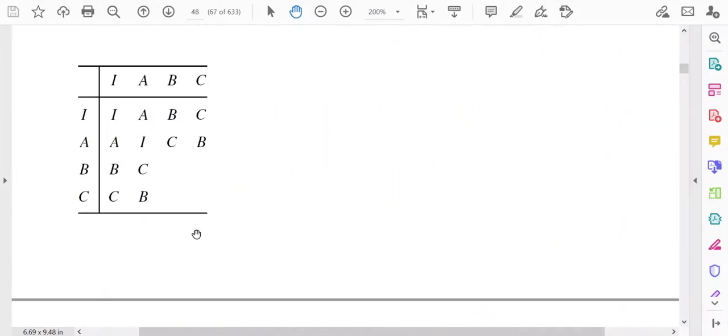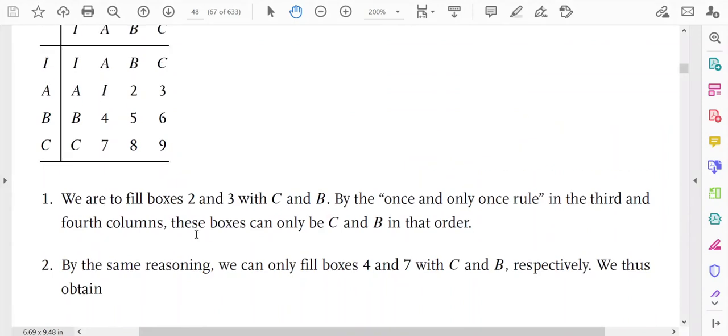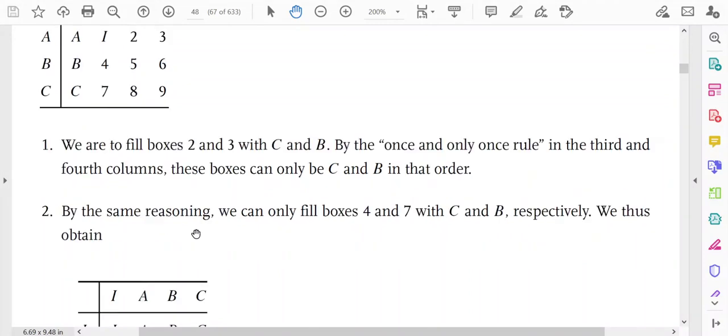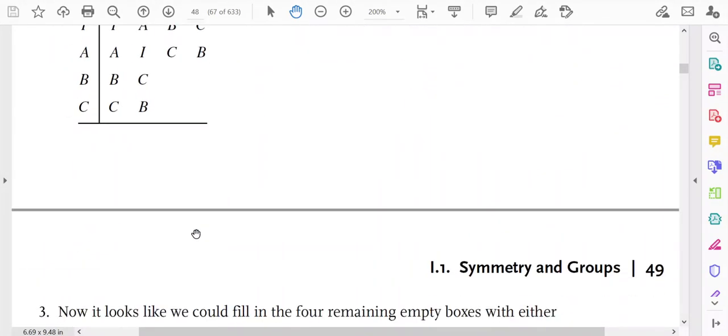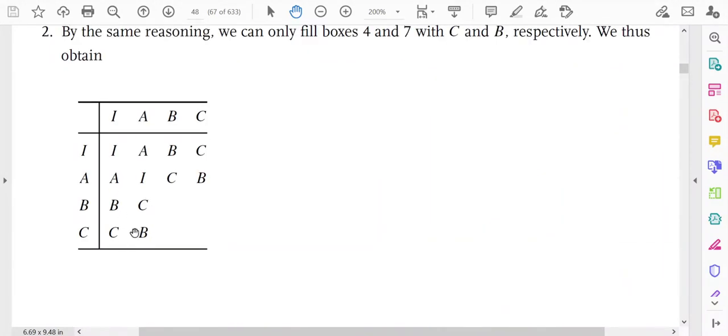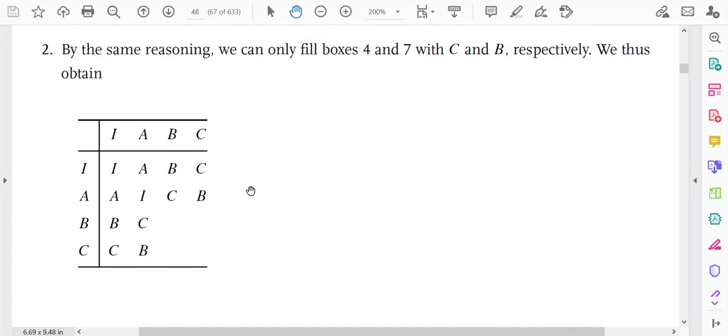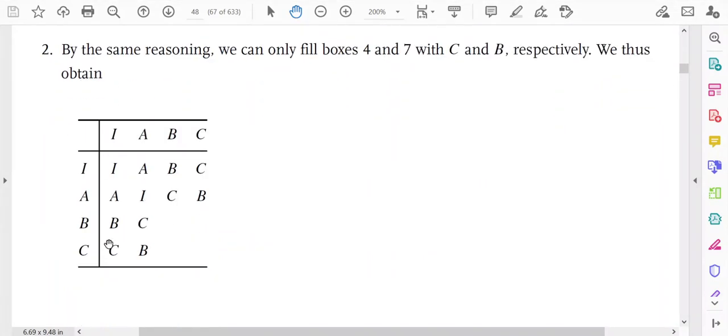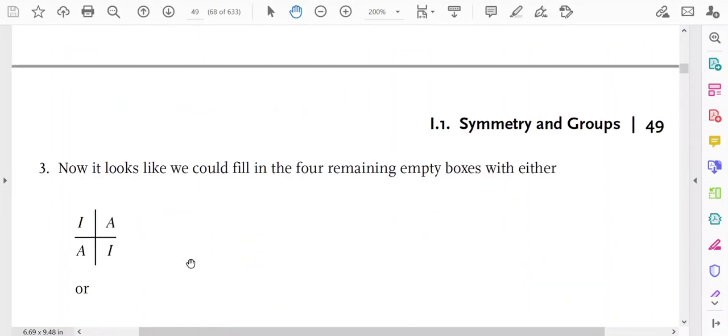Now after the completion of this particular part, what is left? 4 and 7 means this one, that is here B and C, so here C and B we have written. Now this particular box is left, this position is now vacant. 4 and 7 means here there is 4 and there is 7, so as there are B and C here, so we have written C and B here. So this particular box is vacant now.